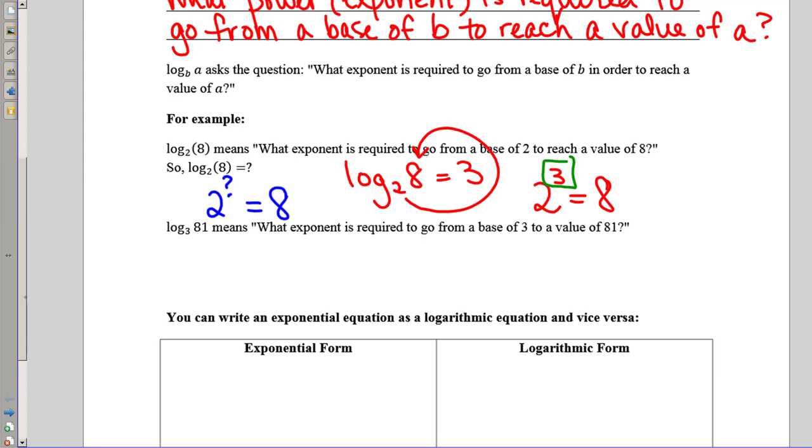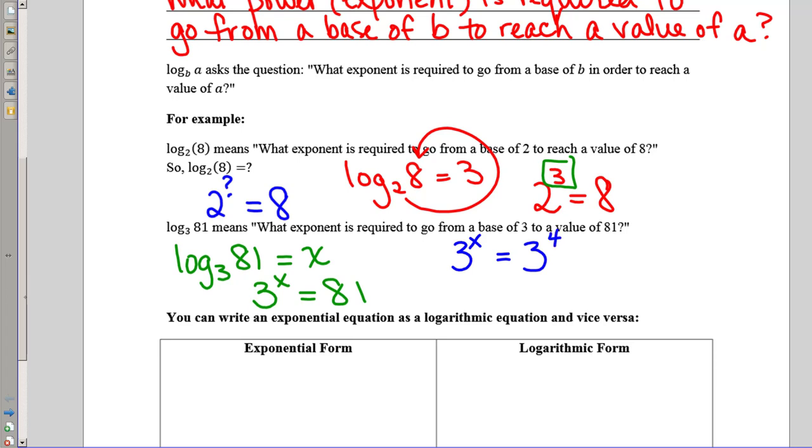Log base 3 of 81 means what exponent is required to go from a base of 3 to a value of 81. Log base 3 of 81 equals, we'll say, x or question mark. So we're saying 3 to what power equals 81. You could rewrite 3 to the x equals, and re-express 81 as 3 to the 4th power. And just like the lesson we did with getting the bases equal, now our exponents are equal. So that means your x is equal to 4.